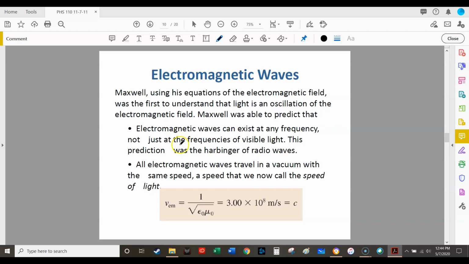So electromagnetic waves, how did I get that 3.0 times 10 to the 8th meters per second? Well, Maxwell basically calculated that as a combination of the electric field constant and also the magnetic field constant, right? And so the square root of that is the actual velocity of electromagnetic waves through the vacuum of space, okay?